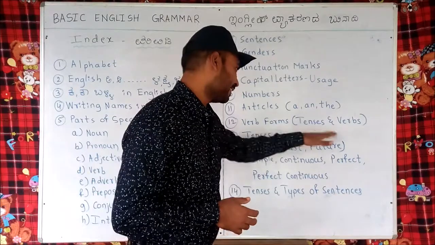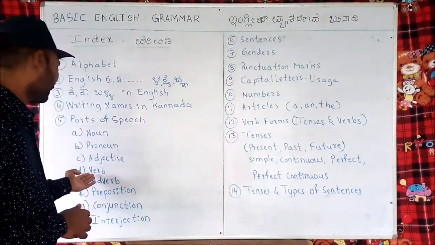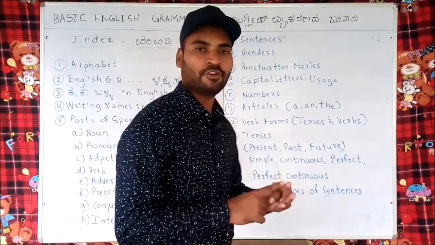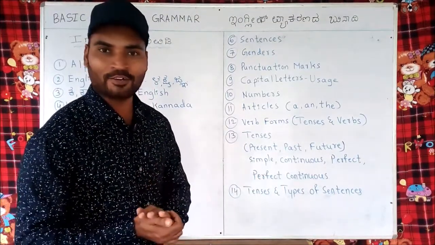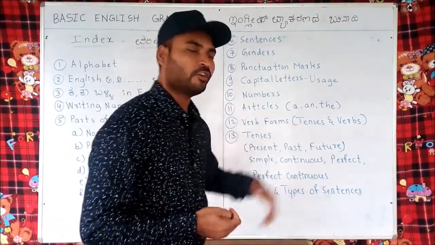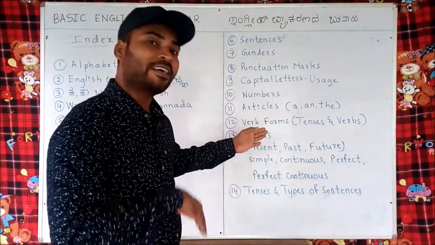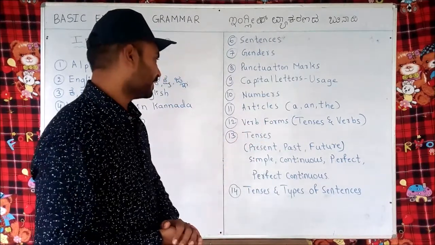Then verb forms, tenses and verbs. Here verb and its kinds is different, and here it's different. Here we study V1, V2, V3, V1 plus ing and to plus V1, like that. There are 5 forms of verb, and in which tense what kind or what form of verb is used, that also we study here.